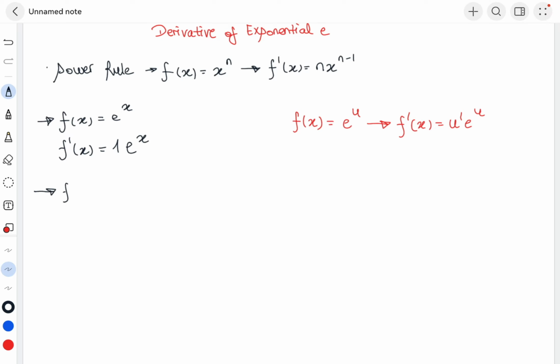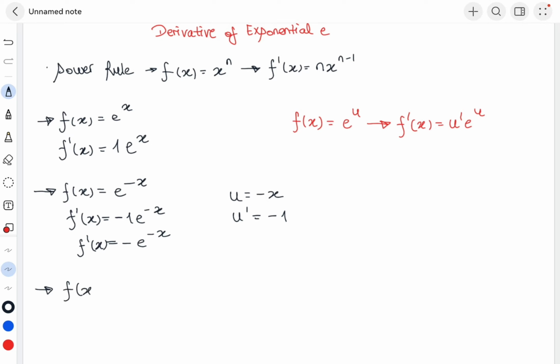What if we had f of x is e to the negative x? Now u is negative x, and the derivative of it is negative 1. So f prime of x will be u prime e to the u, which means negative 1 times e to the negative x, which means the final answer will be negative e to the negative x.